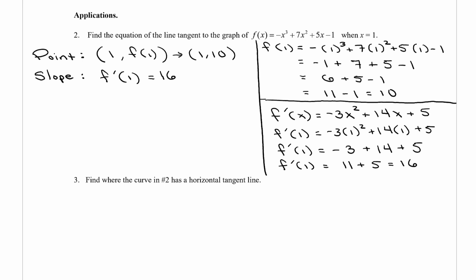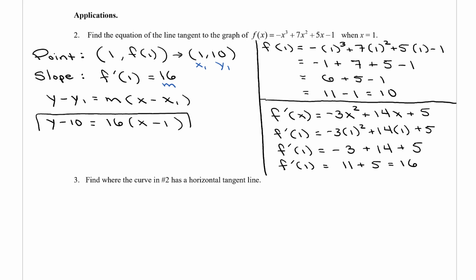I have drawn a vertical line segment to separate the work that I did from finding f of 1 and f prime of x and f prime of 1. On the left-hand side, I'm writing y minus y sub 1 equals m times x minus x sub 1. I've labeled my coordinates of my ordered pair as x sub 1, y sub 1, and my slope as m. I'm going to substitute, so I will get y minus 10 equals 16 times the quantity x minus 1. I will now distribute. I will box in that answer that's in point slope form.